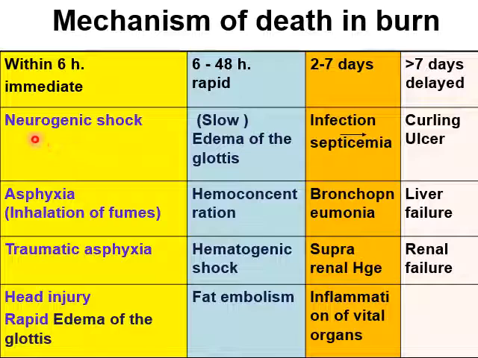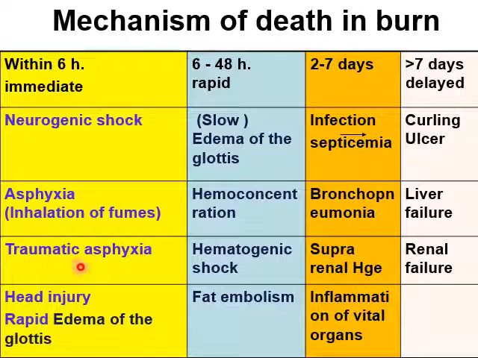Let's study them. The first mechanism is neurogenic shock. We have mentioned neurogenic shock because of severe pain from maybe second degree burn. So neurogenic shock is a very rapid and very immediate mechanism of death. A second mechanism is asphyxia due to inhalation of fumes and toxic gases. So this person is going to asphyxia, which is due to replacement of respirable gas with irrespirable gas.